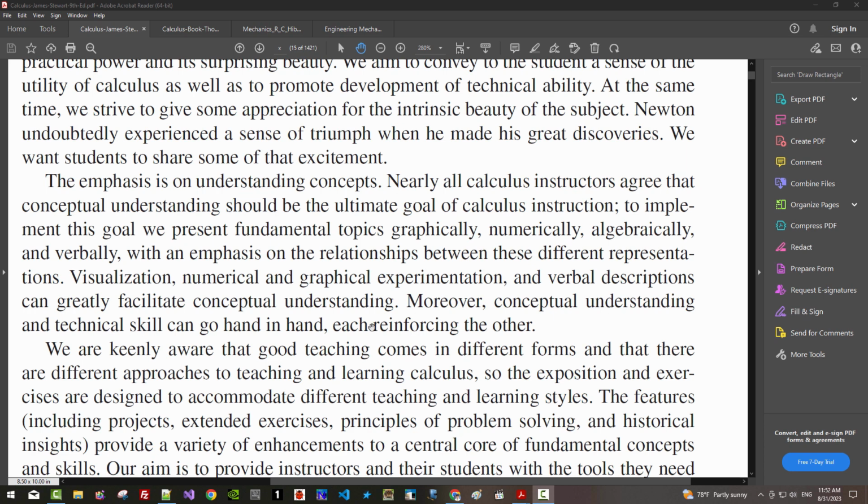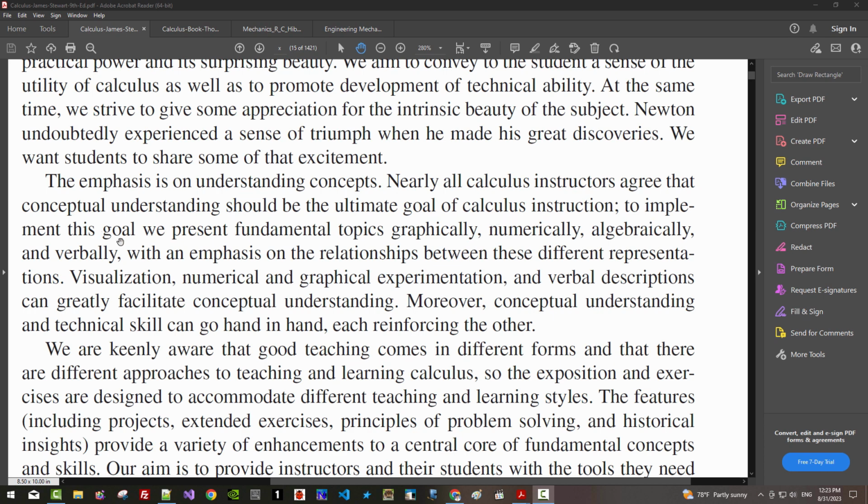The message says conceptual understanding and technical skill can go hand in hand, each reinforcing the other. Your strategy sharpens your technical skill. Your technical skill provides you better strategy to your problem. The ultimate goal of calculus instruction.